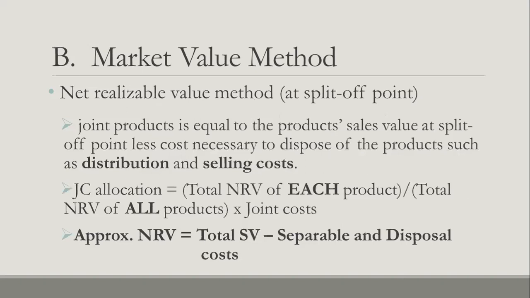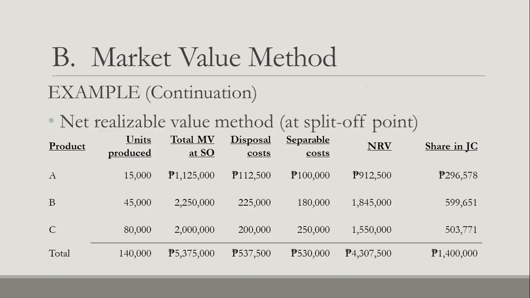Now here, for your net realizable value method at split off point, this is again your guide. In the sales value method, we use just the sales value at split off point. But here we will use your net realizable value. Again, NRV is sales value at split off point less distribution and selling cost. So we have your NRV here.